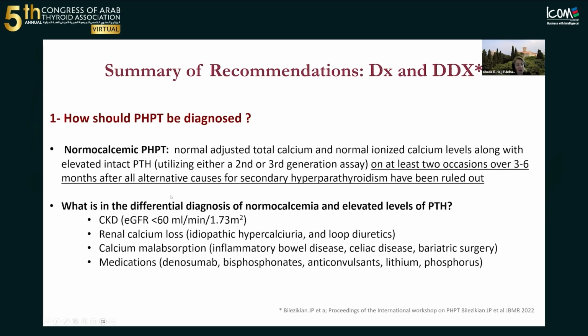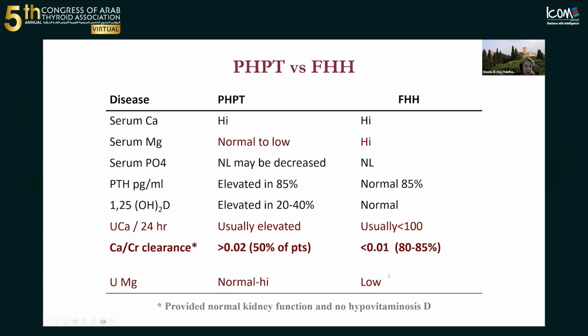Now, what about normocalcemic hyperparathyroidism? This is one that's more tricky. It is characterized by a normal adjusted total calcium and normal ionized calcium, along with elevated PTH using second or third generation, on 2 occasions again, but 3 to 6 months apart, after all alternative causes for secondary hyperparathyroidism have been ruled out. And what are these causes? Well, CKD, GFR less than 60, idiopathic hypercalciuria or loop diuretics, calcium malabsorption, whatever the cause is, and medications that are potent anti-resorptive. And of course, we talked about the lithium bringing out hyperparathyroidism.